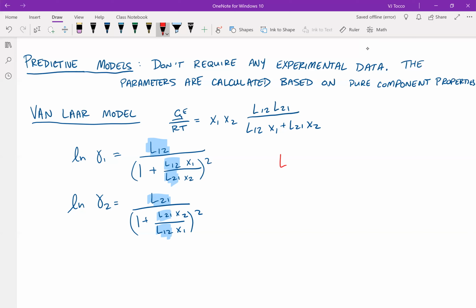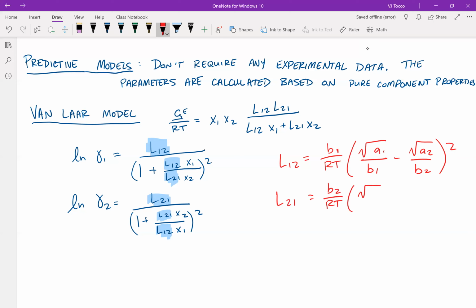So in the Van Laar model, L12 is equal to B1 over RT, and B1 is of component 1, by the way, so there's component 1, component 2, times the quantity square root of A1 divided by B1 minus square root of A2 divided by B2, all squared. And L21 is the other one: B2 over RT times the square root of A2 over B2 minus square root of A1 over B1, squared.